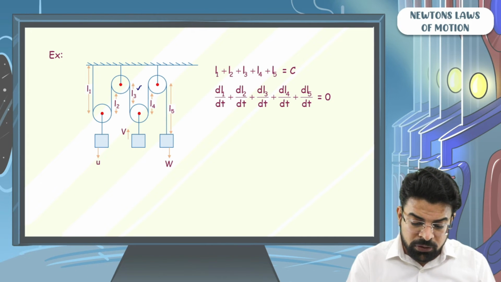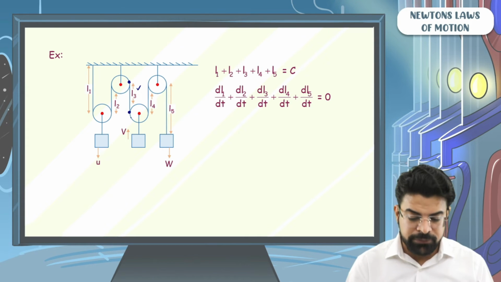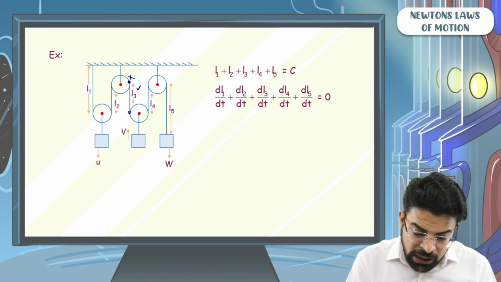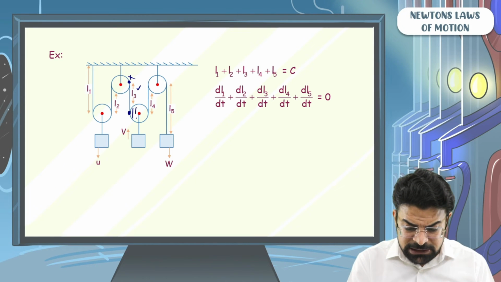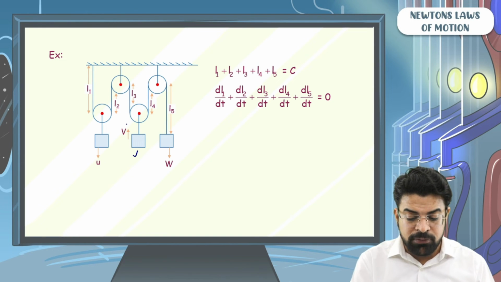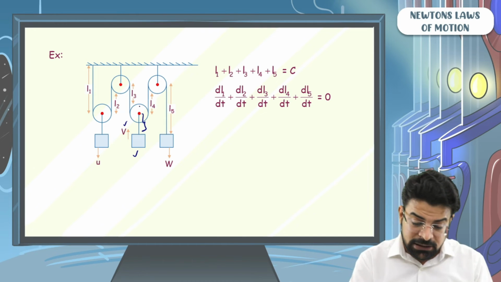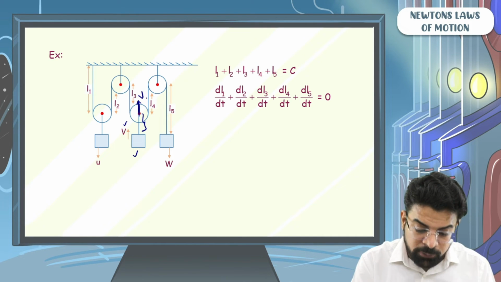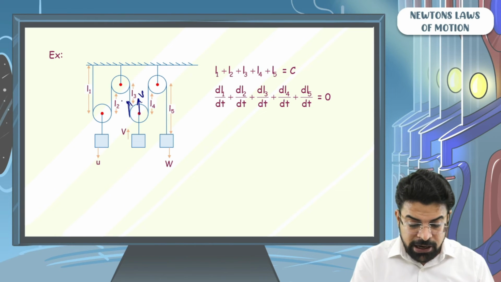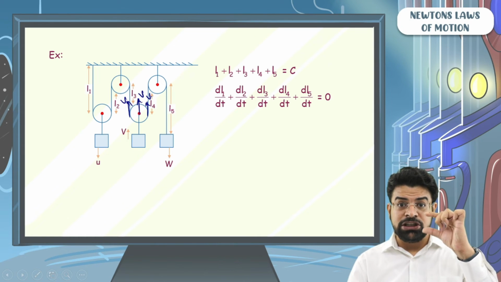Now let's talk about dL3 by dt. Length 3 is from here pulley to here pulley. The upper end of the pulley is fixed, no problem. Let's talk about the lower end. Is this third pulley fixed? No. We can see here, if the block goes up with the speed v, then for this string to not get slack, the center of the pulley should also go up with speed v. When the center of the pulley goes up with speed v, the left end as well as the right end goes up with speed v. So dL3 by dt should be minus v.